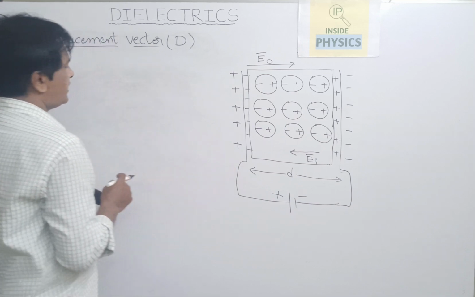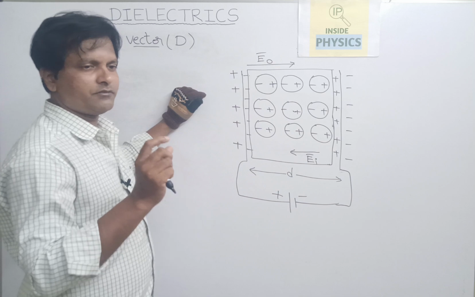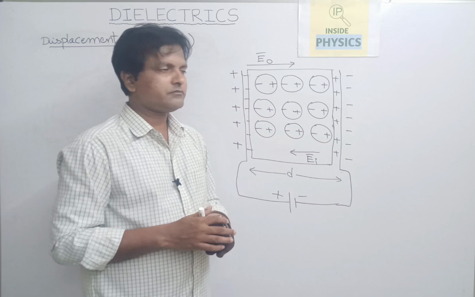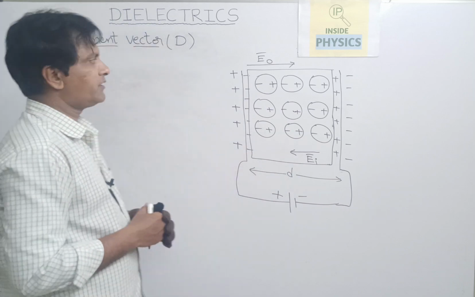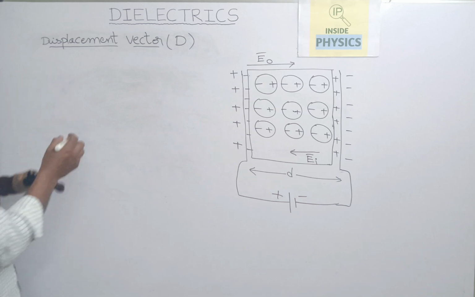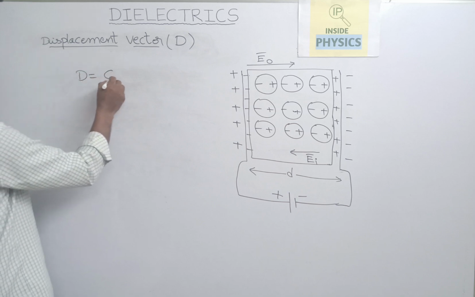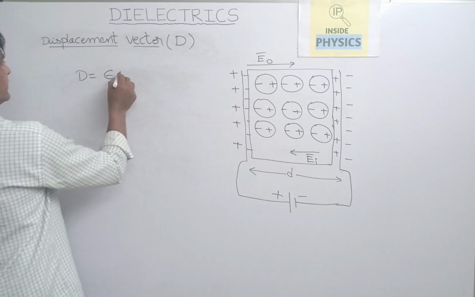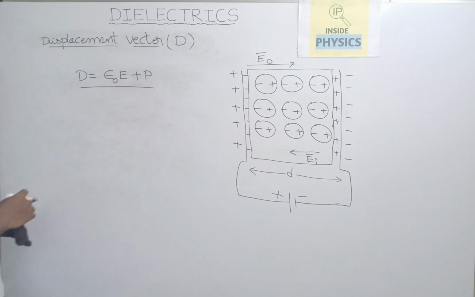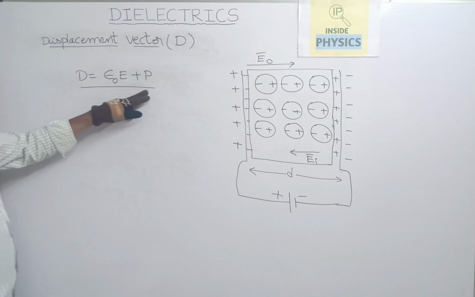So the displacement vector is defined as the net displacement of the charge per unit area of cross section across a conductor placed in an external electric field. So this is the definition. How are the displacement vector and polarization electric field related? Now we see that displacement vector is related to external applied field and polarization in this way: D equals epsilon naught E plus P. So epsilon naught is permittivity, E is applied electric field, P is polarization.